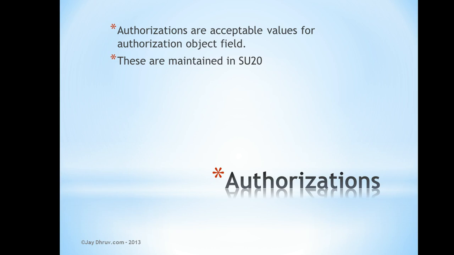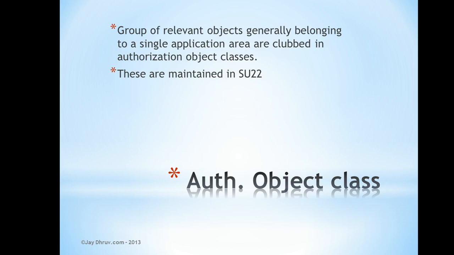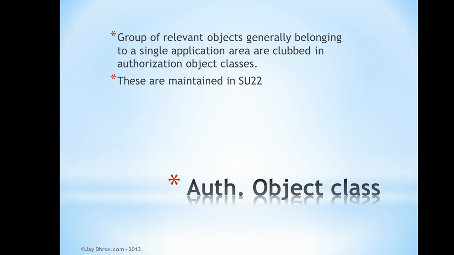Now, authorizations are maintained in transaction SU20. Group of relevant objects are generally clubbed together and they form an authorization object class. You don't need to remember what is an authorization object class. This is just a good to know thing, and these classes are maintained in a transaction called SU22. You might rarely use it, but it's just a good to know thing.